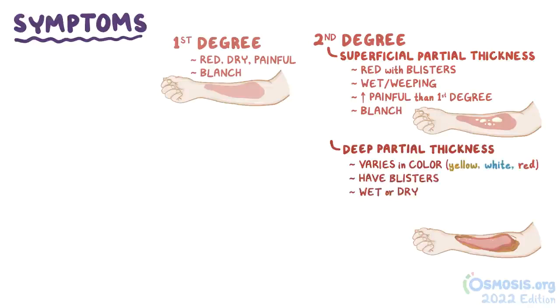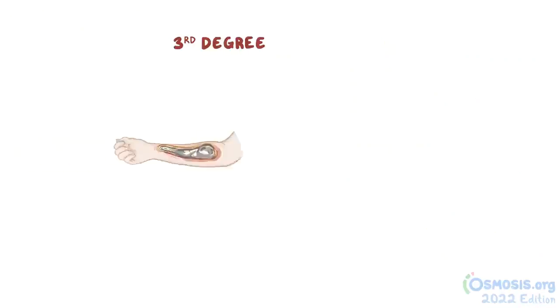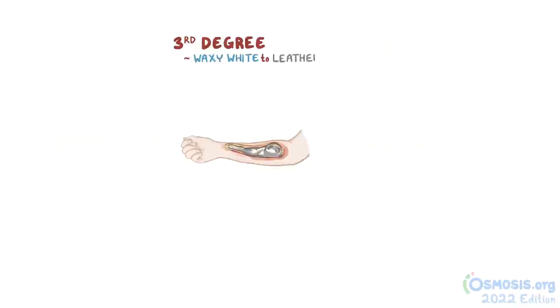Because of damage to blood vessels and nerve endings, burns of this degree may not blanch, and there may only be pain due to pressure because of nerve damage. A third-degree burn can appear waxy white to leathery gray or black, and dry. Again, blanching doesn't occur and the pain may only feel like deep pressure. In other words, they can be relatively painless.